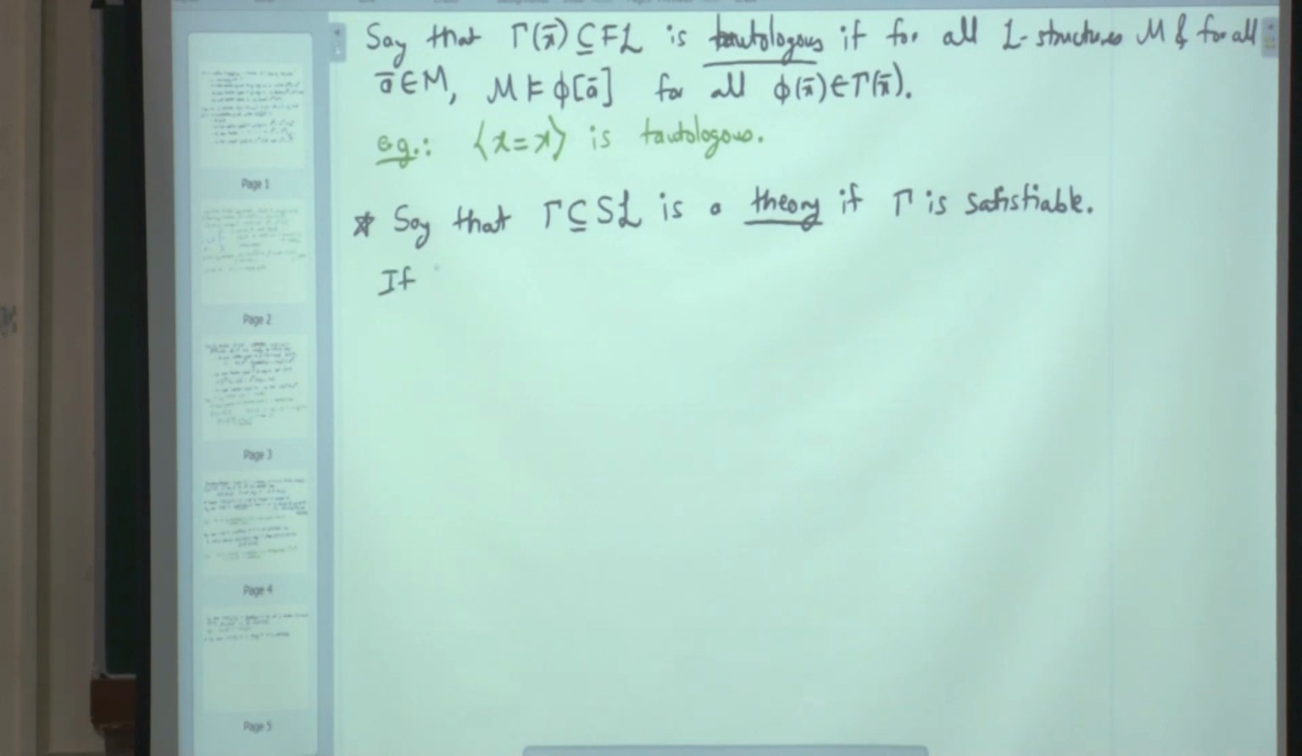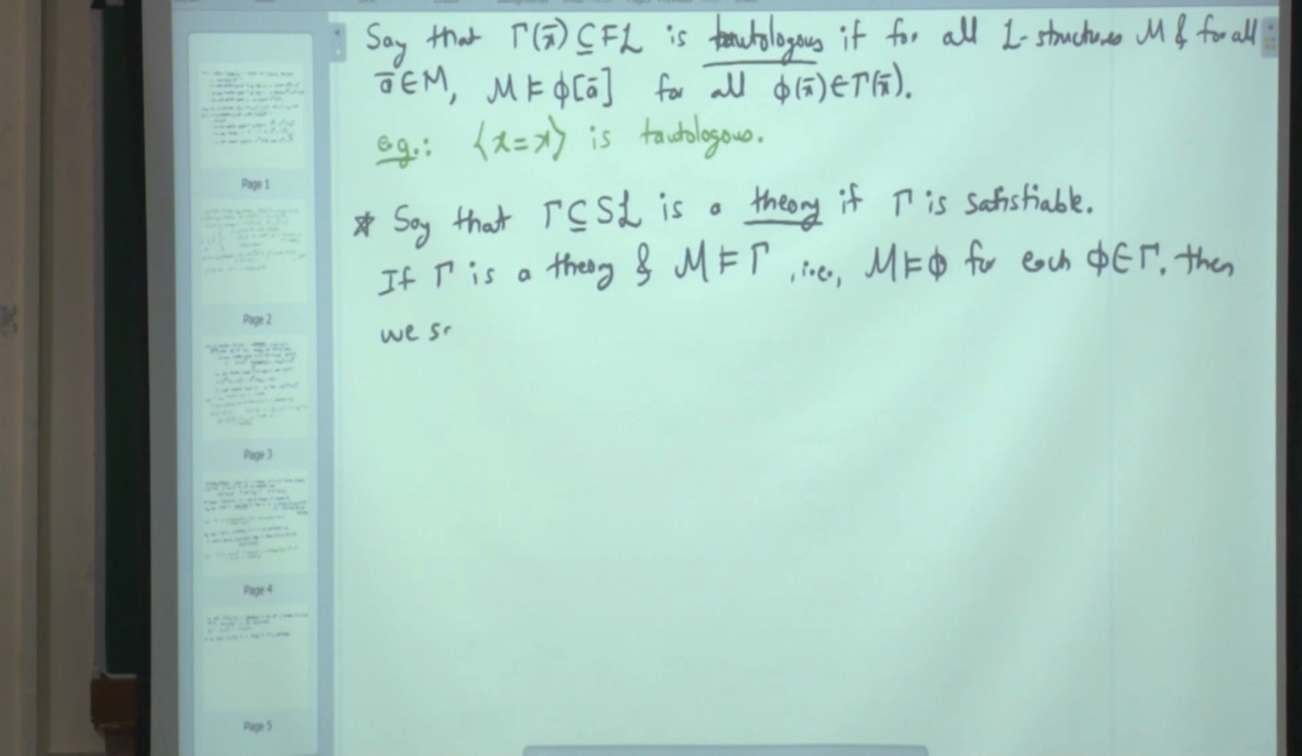Then, if gamma is a theory and M satisfies gamma, M satisfies gamma means what? M satisfies phi for each phi in gamma. Then we say that M is a model of the theory gamma, not the theory, of theory gamma.